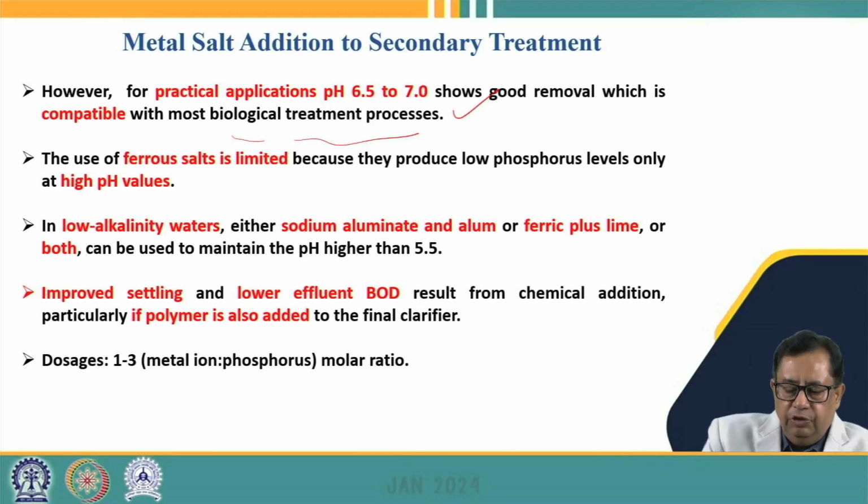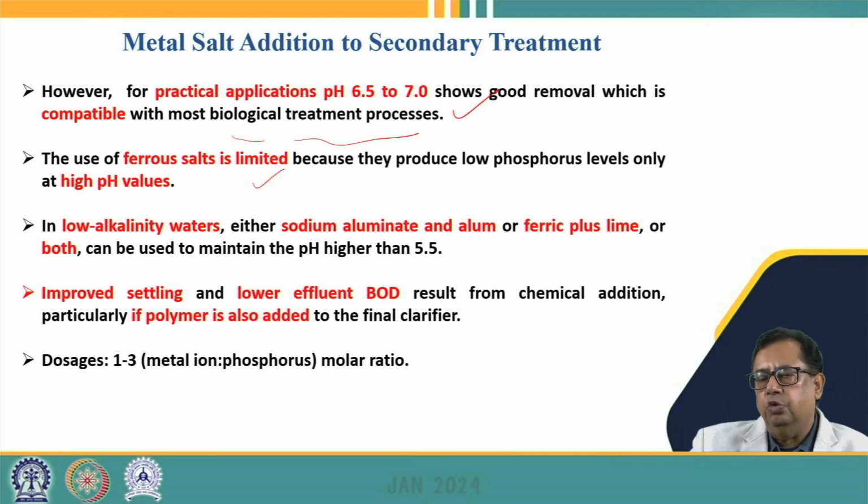So generally we do not use ferrous salts, because ferrous salts produce low phosphorus levels only at very high pH values. And we know that if we are using very high pH values, then the wastewater has to be neutralized before it is taken to the biological processes. Similarly, if we have low alkalinity waters or wastewater, in that case we can use sodium aluminate and alum, or we can use ferric plus lime, or we can use both also, so that we can maintain the pH higher than 5.5.